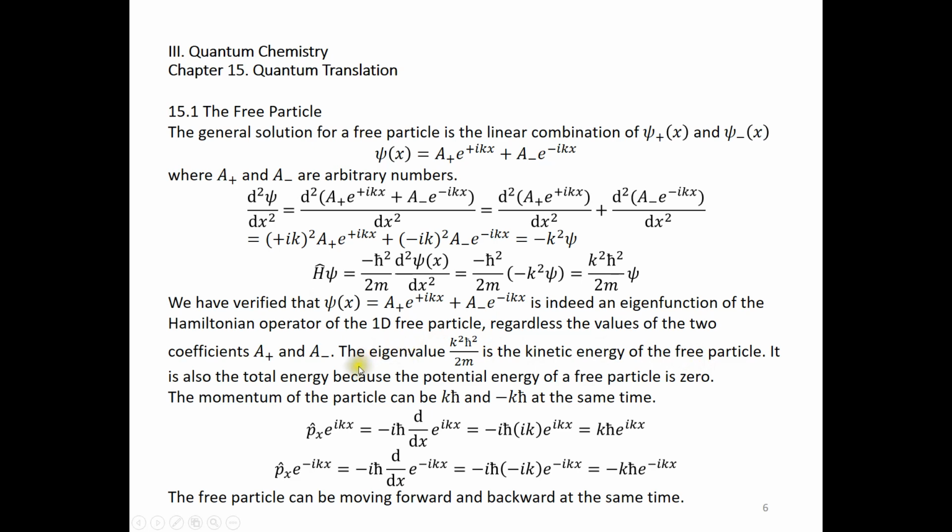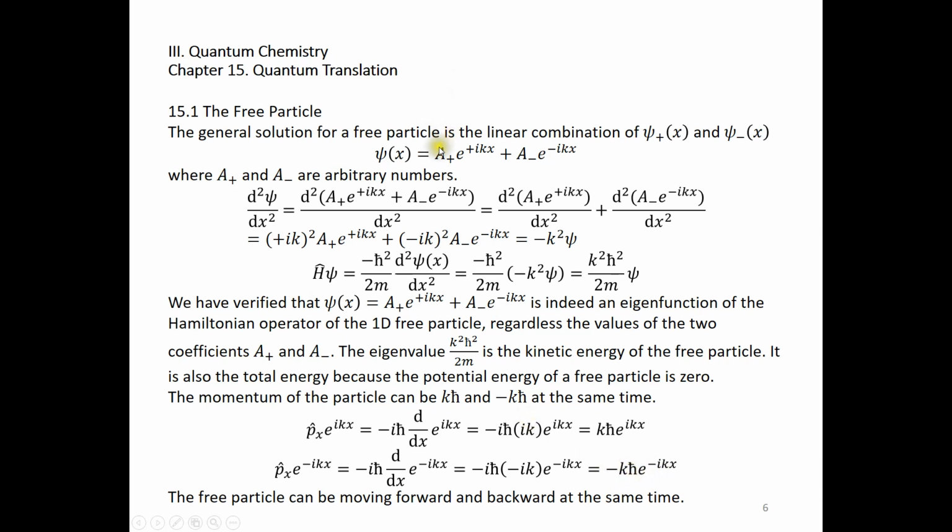We can also determine the momentum for e to the power of ikx and e to the power of negative ikx. We just need to apply the momentum operator to these eigenfunctions, and over here, when we apply the momentum operator to e to the power of ikx, we get this wave function multiplied by k h bar. Therefore, the momentum for this eigenfunction is k h bar. We apply the momentum operator to e to the power of negative ikx, we get negative k h bar times this exponential function. The eigenvalue is negative k h bar. That indicates the system with this wave function has a momentum of negative k h bar.